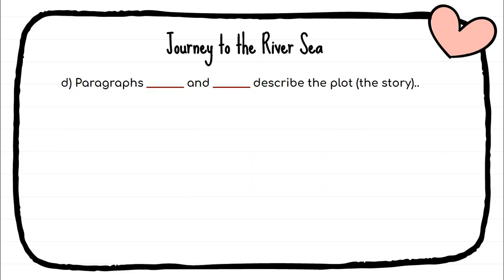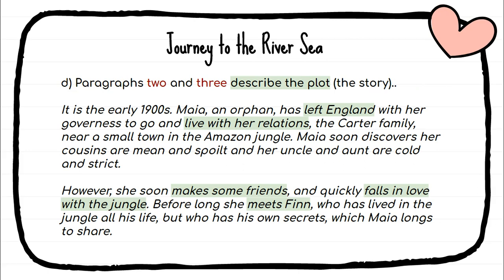Good. D said paragraphs and describe the plot. The plot means the story. So it's paragraphs 2 and 3. And I want to show you how you can use even a short review to plot out the story. See, we know that she's an orphan. I could have included that. She left England. She went to live with her relations. She makes some friends. And she falls in love with the jungle and she meets Finn. Right. So that's basically what happens.